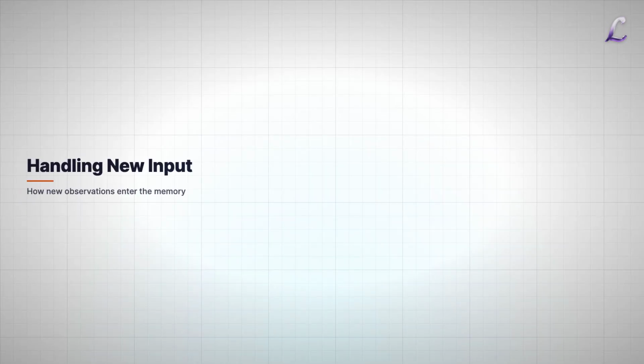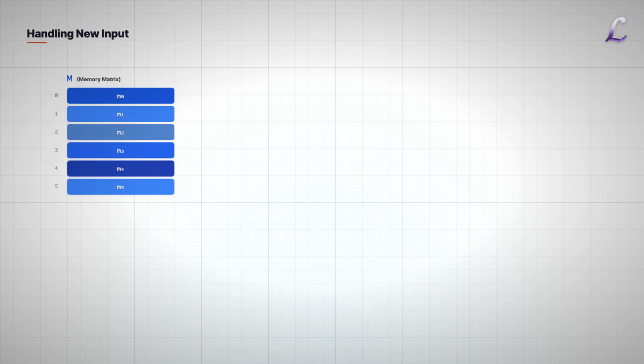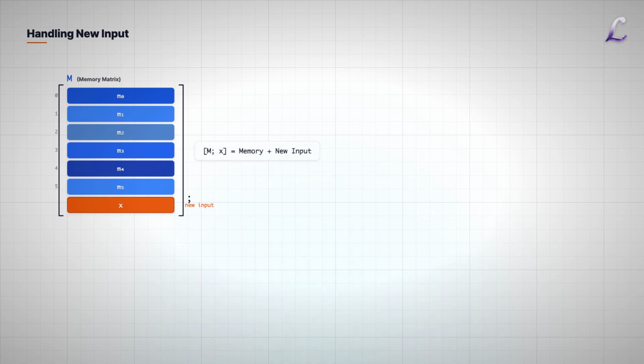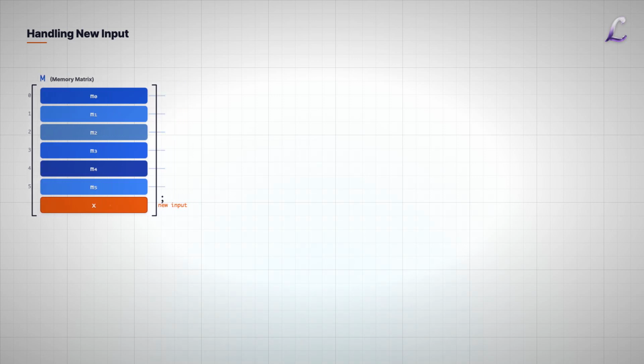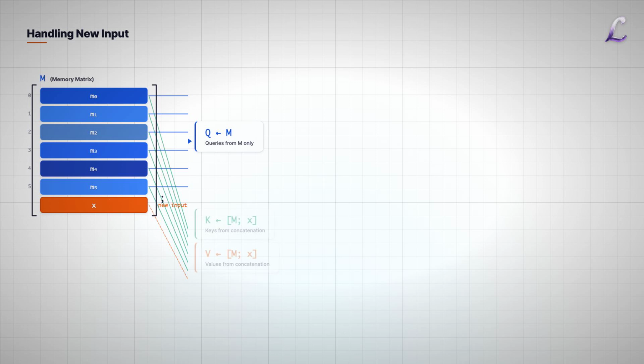But this is a recurrent network. It receives new input at every single step. How do we inject new data into this closed loop of memory slots? The paper uses a clever concatenation trick. When calculating attention, the queries come only from the old memory matrix, M. But the keys and values, they come from the concatenation of the old memory and the new input vector X, written as M:X. This means existing memories have a choice. They can attend to each other to refine reasoning, or they can attend to the new observation to encode new facts. The memory size stays fixed, but the information flow is dynamic.